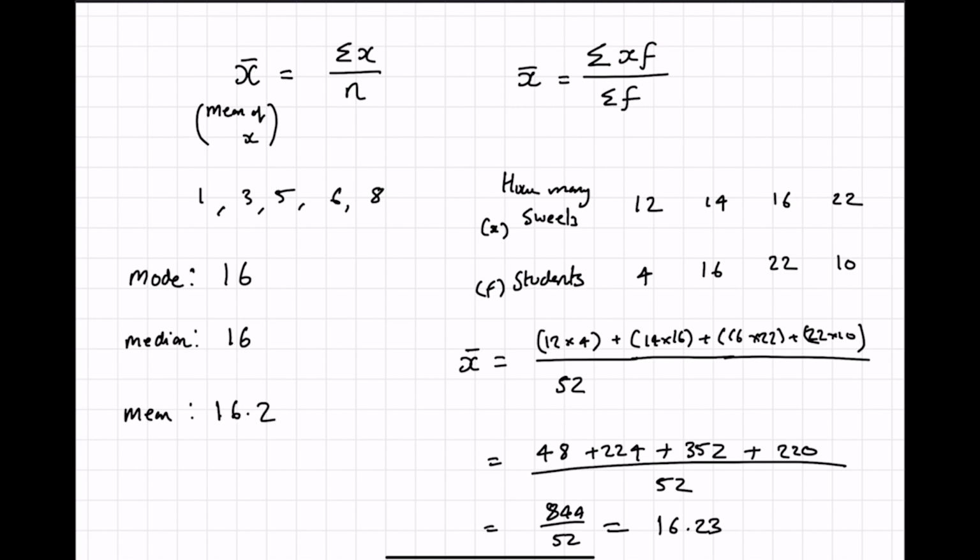So we can see that the data is fairly well distributed actually. The average is somewhere around 16, since the mode, the median, and the mean all have similar values. And that's how you use the equation.